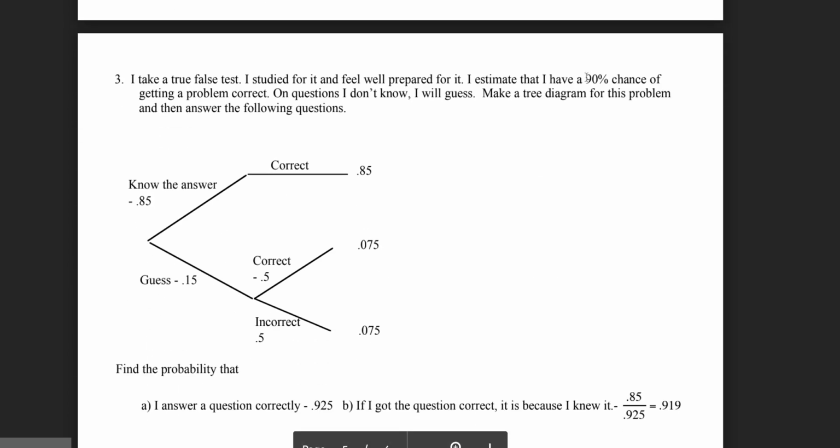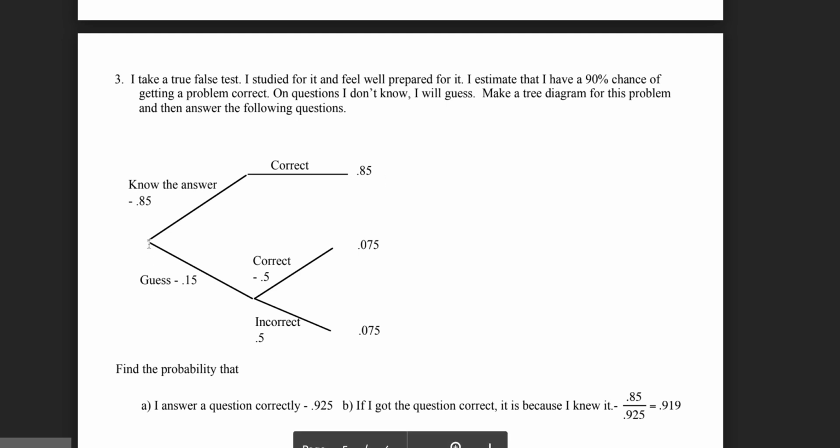I'm not going to go through any more, really. I just wanted to point out on this next problem, number 3, this is supposed to say 85% chance. So when you're looking at these numbers, hopefully that makes sense. It's just the idea that on a true-false test, if you know the answer, you're going to get it correct. And they say you know the answer 85% of the time. So that's just a straight 85.